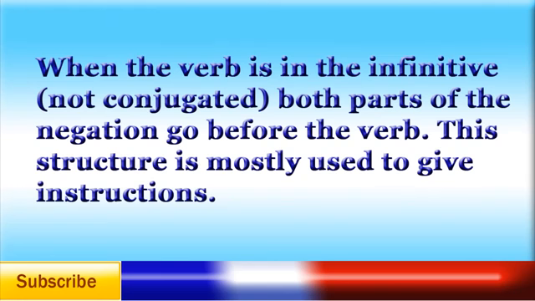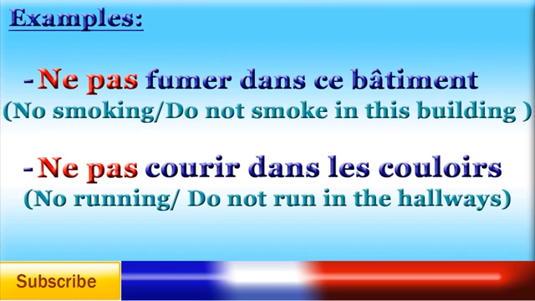When the verb is in the infinitive, both parts of the negation go before the verb. This structure is mostly used to give instructions. Here are some examples. Ne pas fumer dans ce bâtiment. No smoking, or do not smoke in this building. Ne pas courir dans les couloirs. No running, do not run in the hallways.